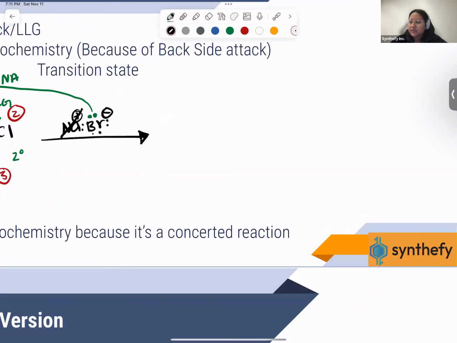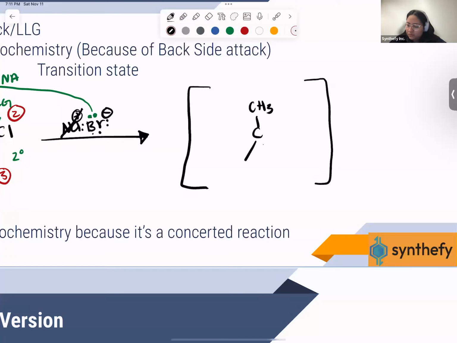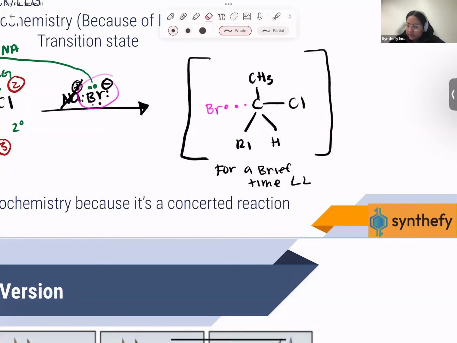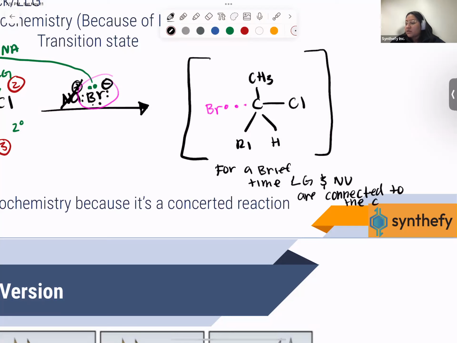Now, what happens? We have a transition state, and for a very brief moment in time, we have this carbon attached to chlorine, but also, again, very briefly, attached to that bromine. So for a brief time, the leaving group and the nucleophile are connected to the central carbon.